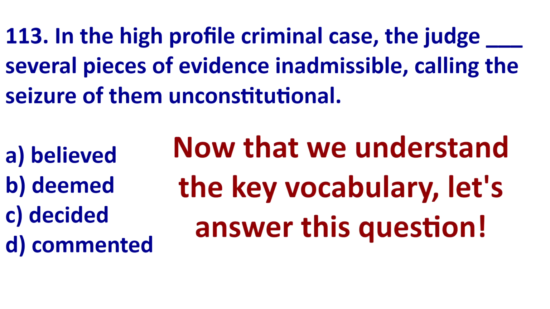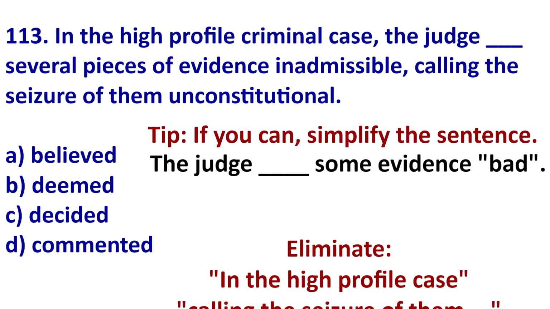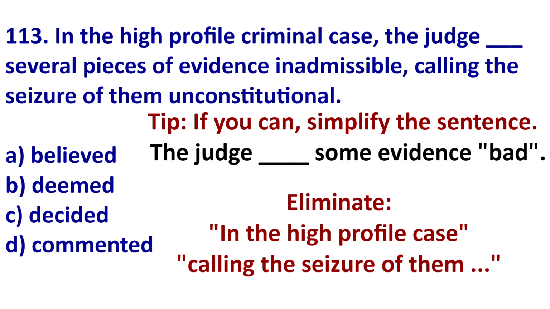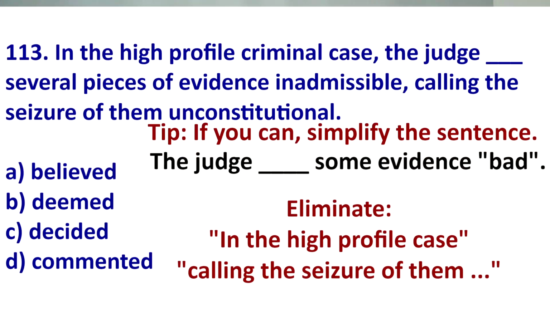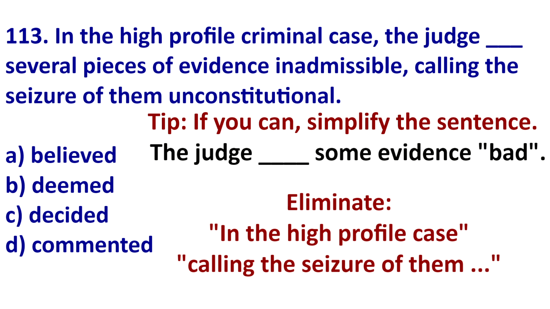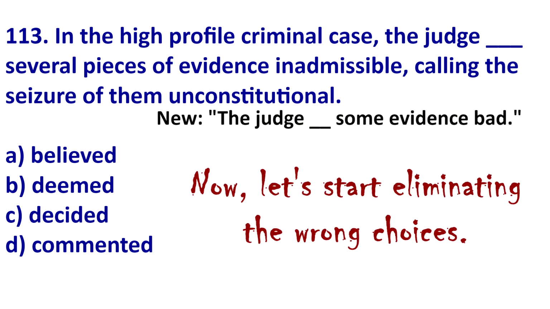So, if we come back to this TOEIC question, let's simplify this sentence. Let's remove "in the high profile case," just remove it. And instead of "the judge blank several pieces of evidence inadmissible," let's just say "some evidence bad." So we can simplify it and say "in the case, the judge blank some evidence bad." So we're saying the same thing. So here, we'll start eliminating.